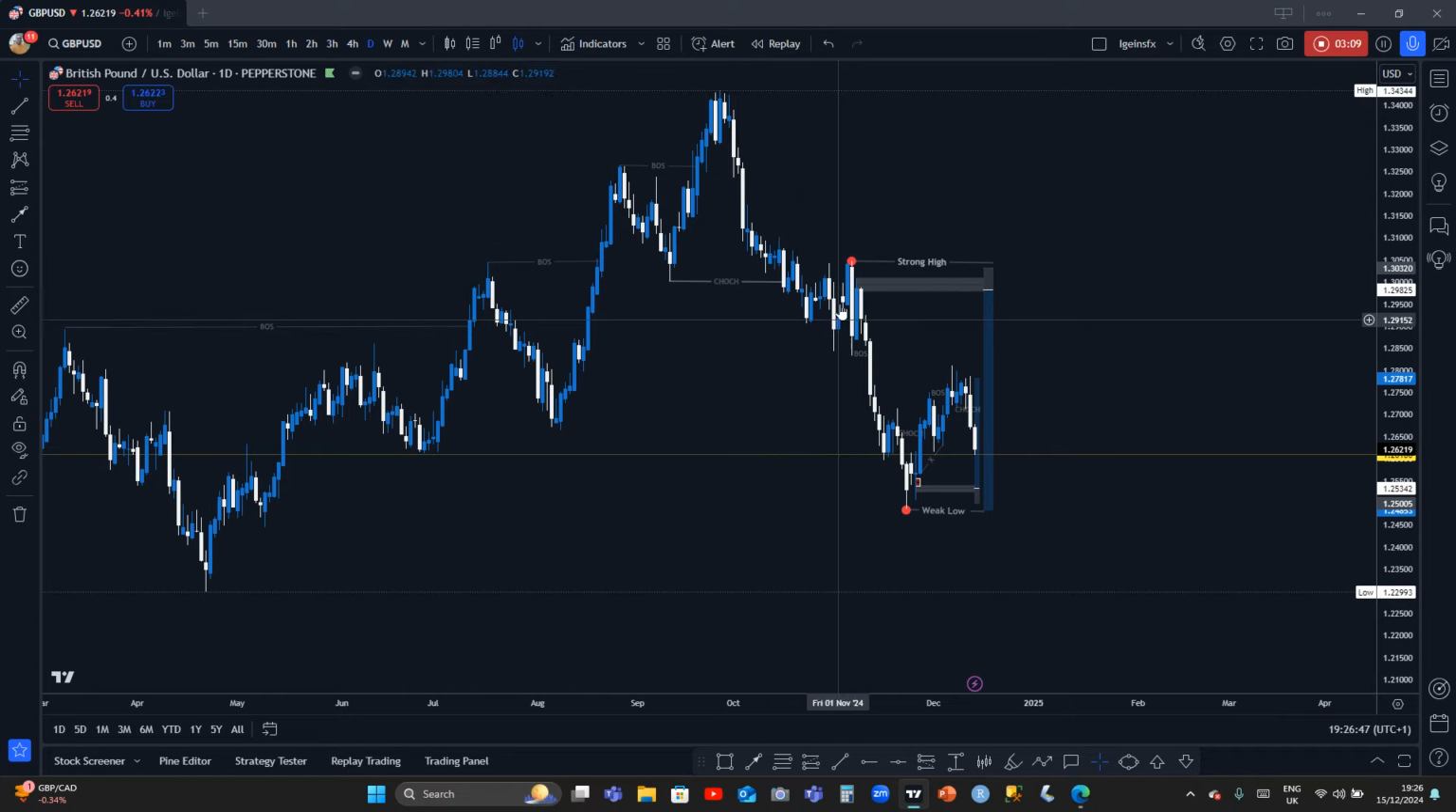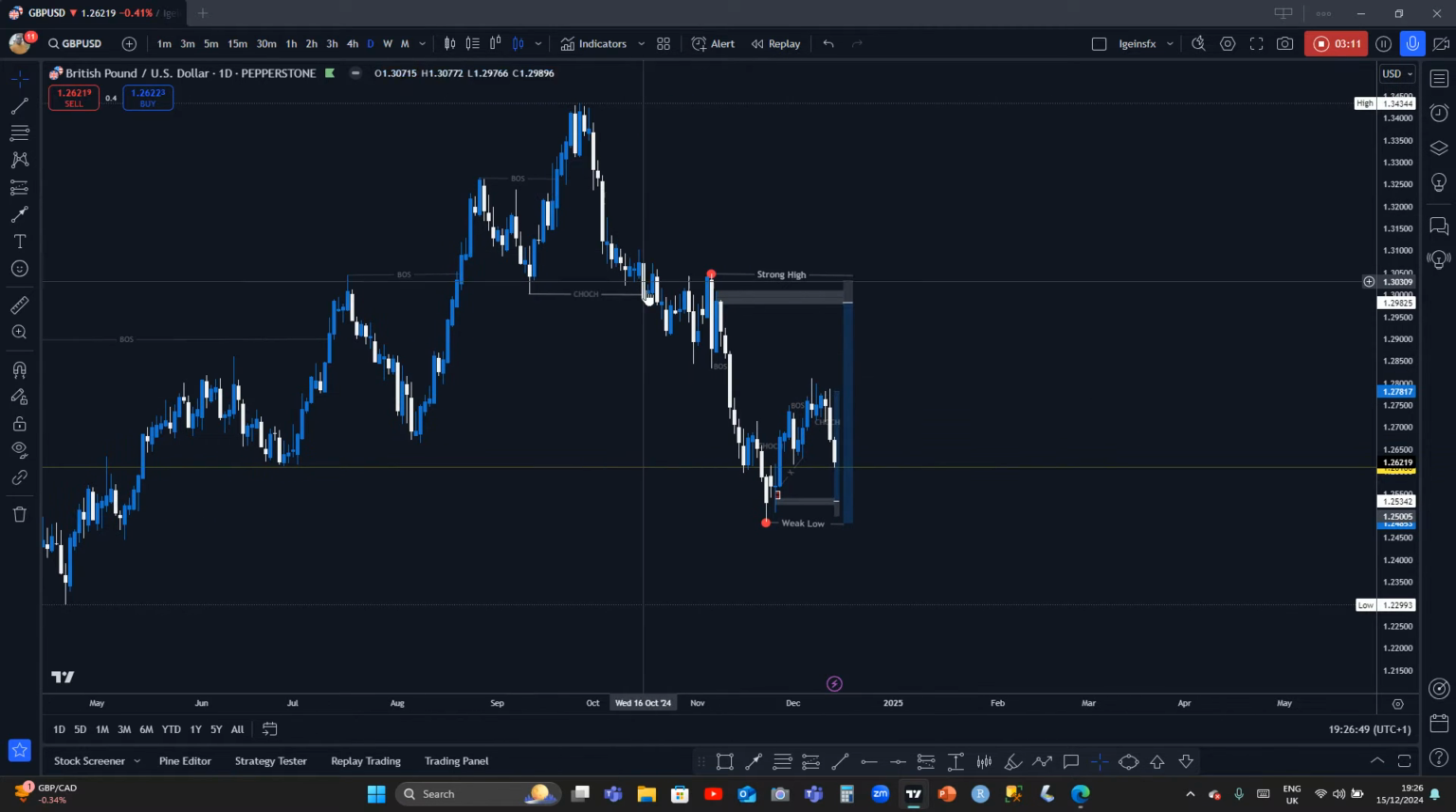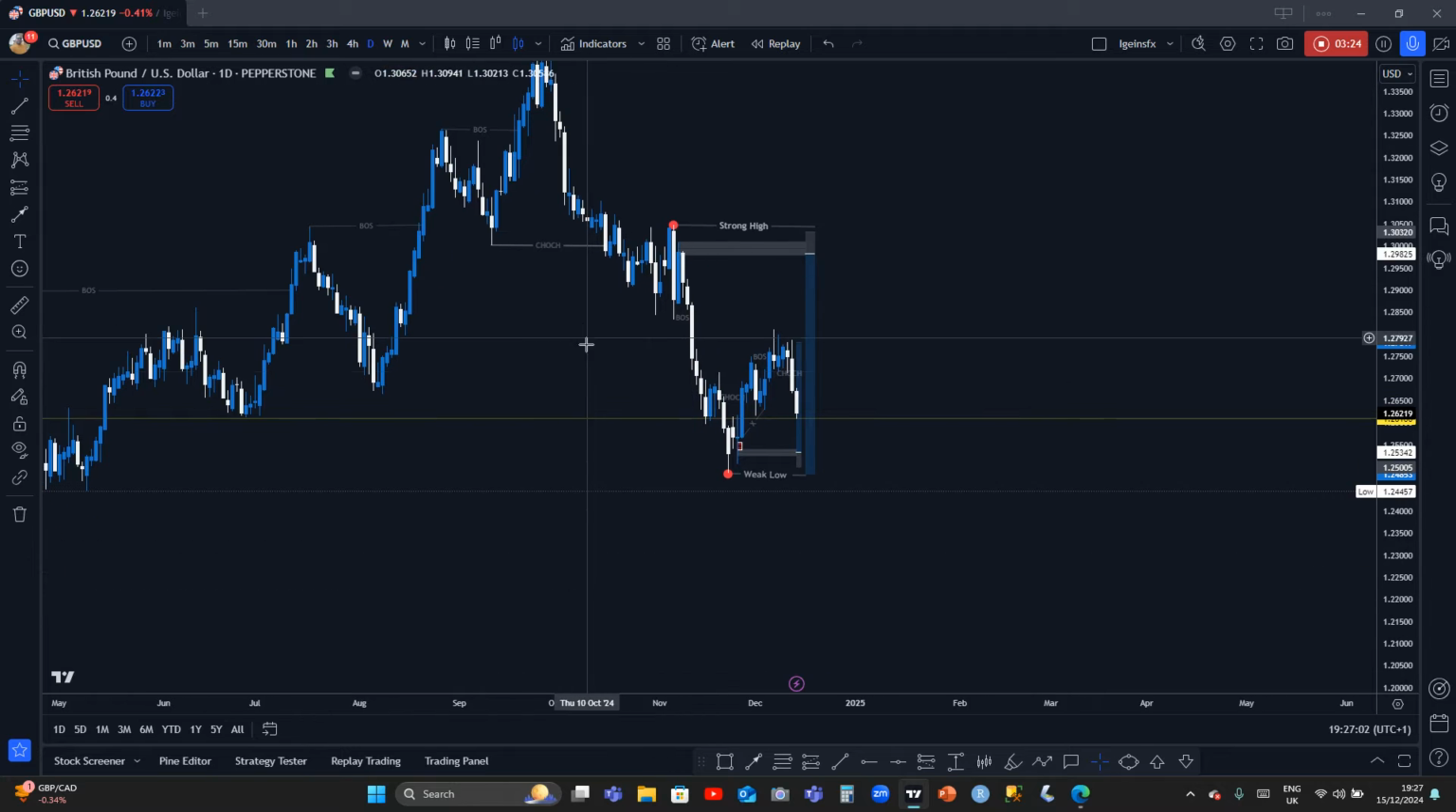So, as soon as there's a change of character and you see a pullback, what you should be looking out for is how to sell the market. At this point, we've been bearish up to this point.